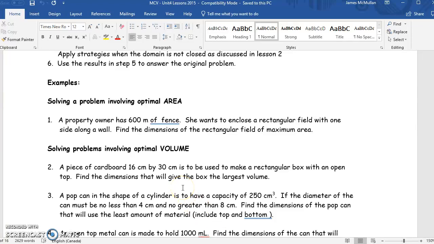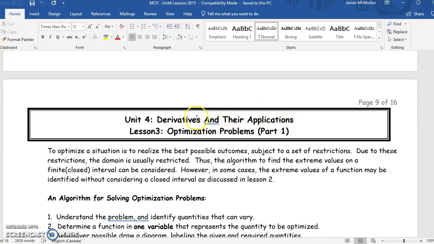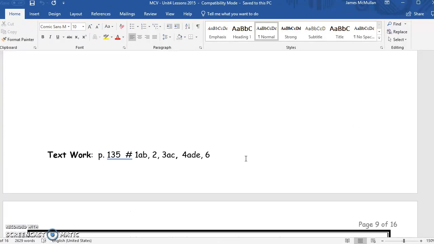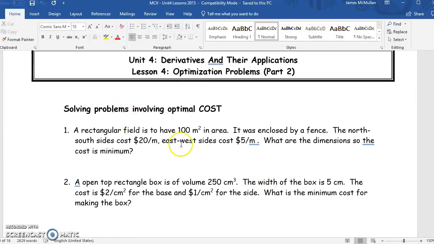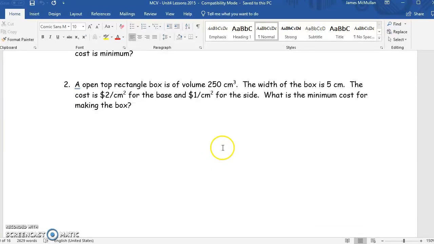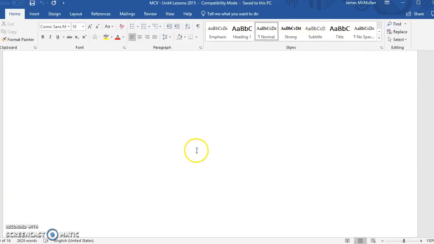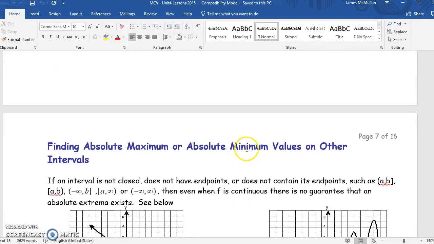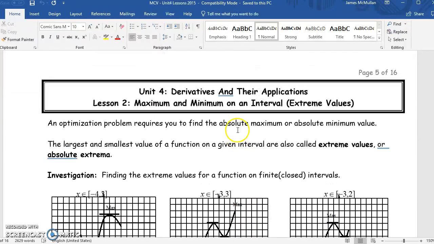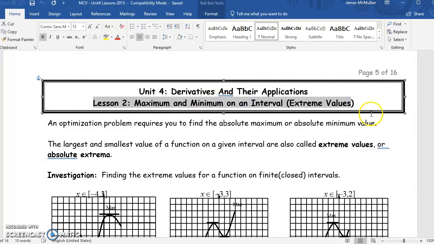Okay, so we're just going to spend a few minutes here catching up on lesson 3 about optimization problems. We're going to finish the one that we didn't finish in class. And then I'm going to take a look at one or perhaps both of these ones from lesson 4. As I said earlier, this unit is really about optimization. It's all about using this technique from lesson 2, maximum and minimum on an interval, and simply taking that same idea and applying it to a series of different situations.